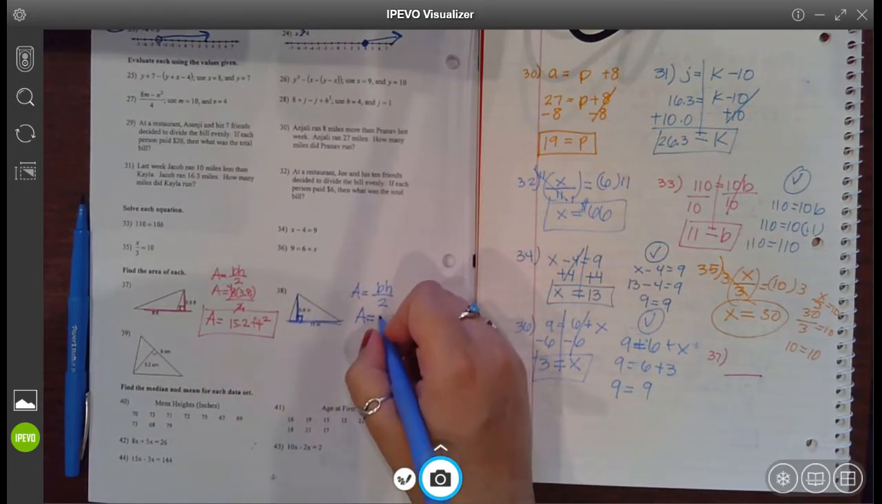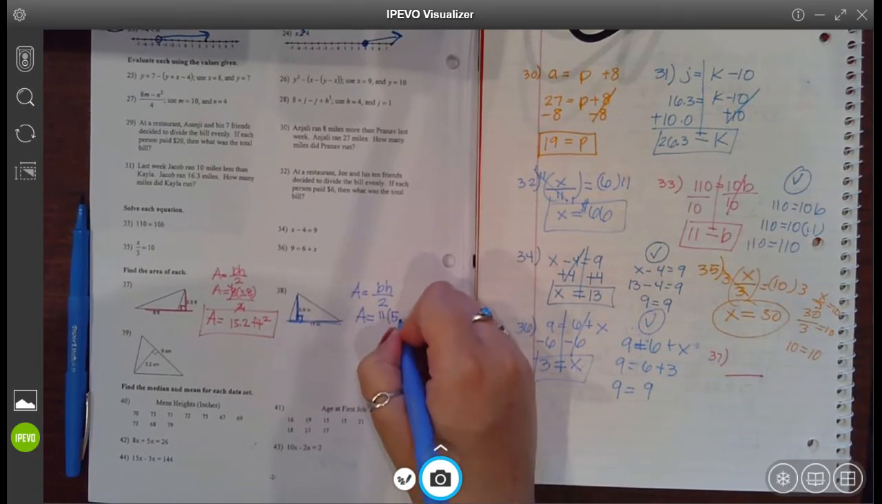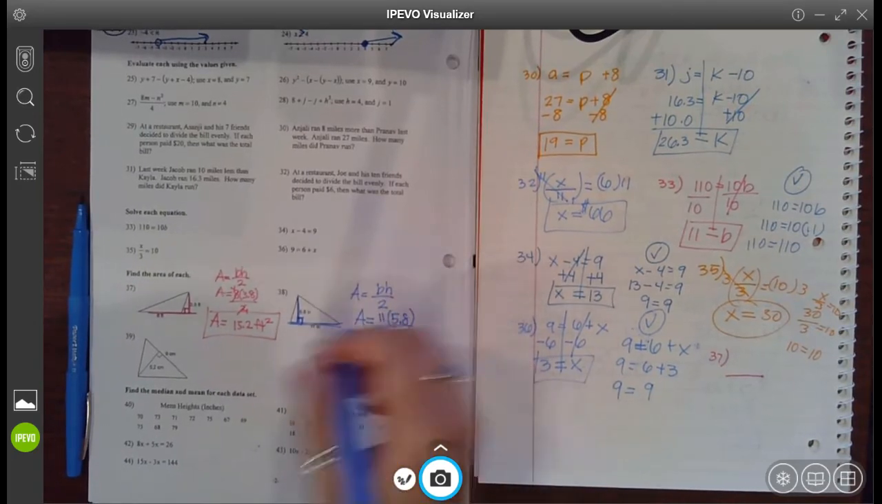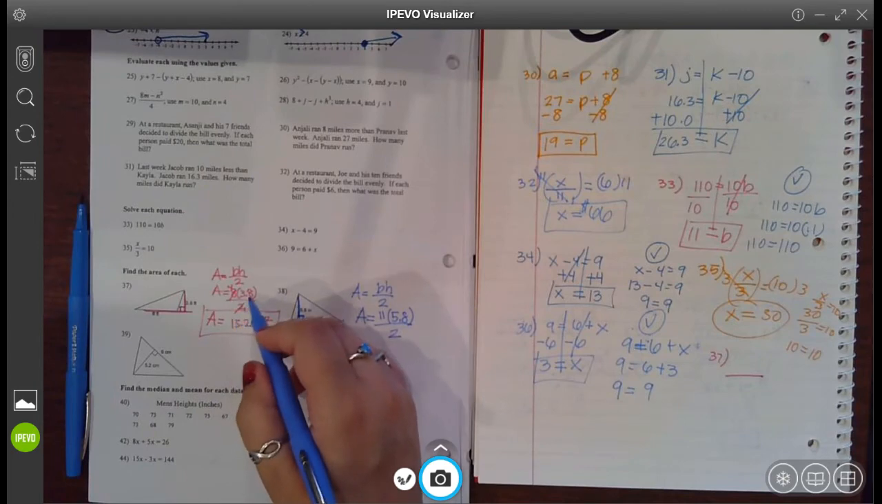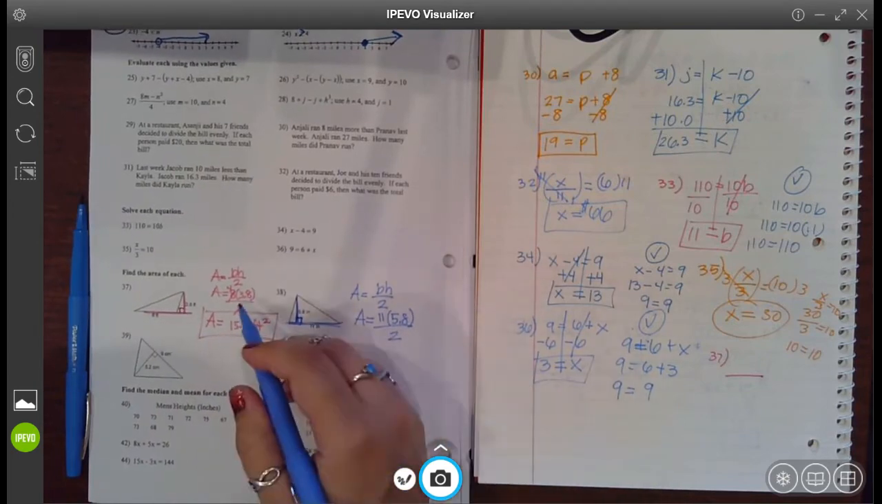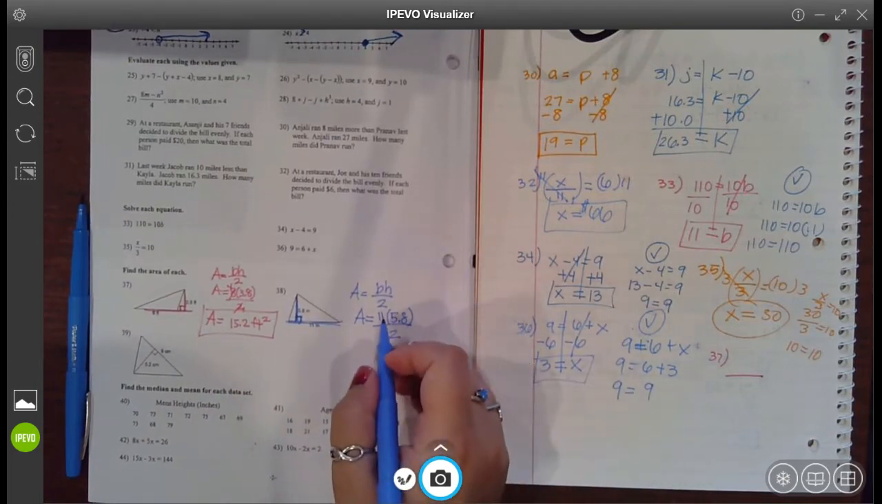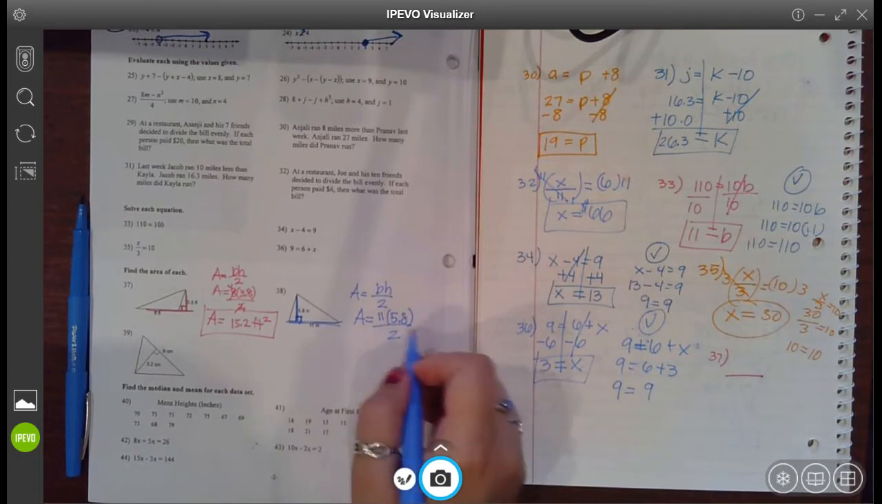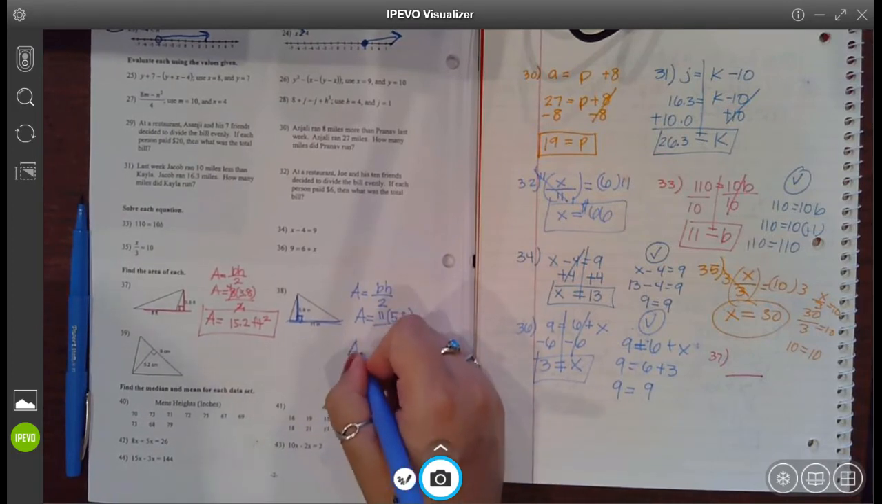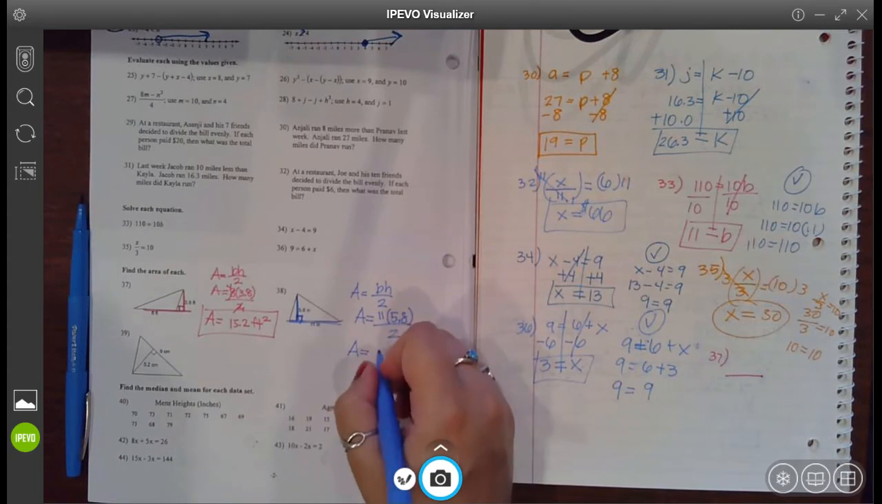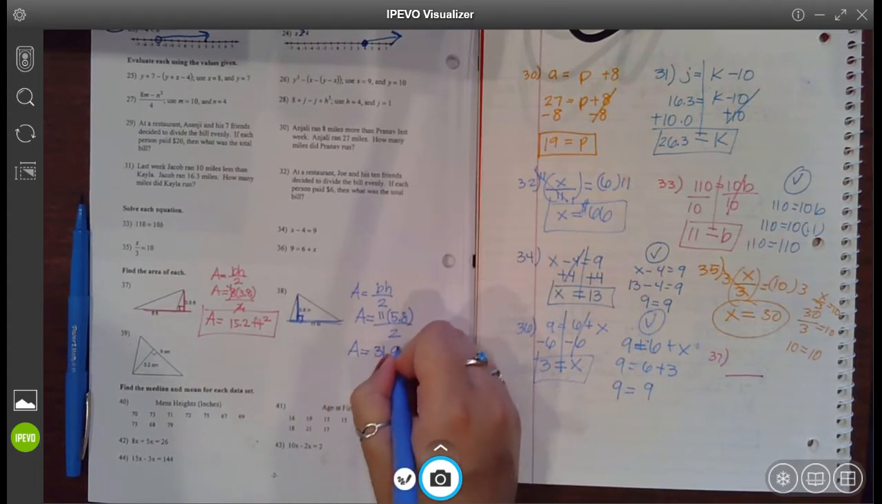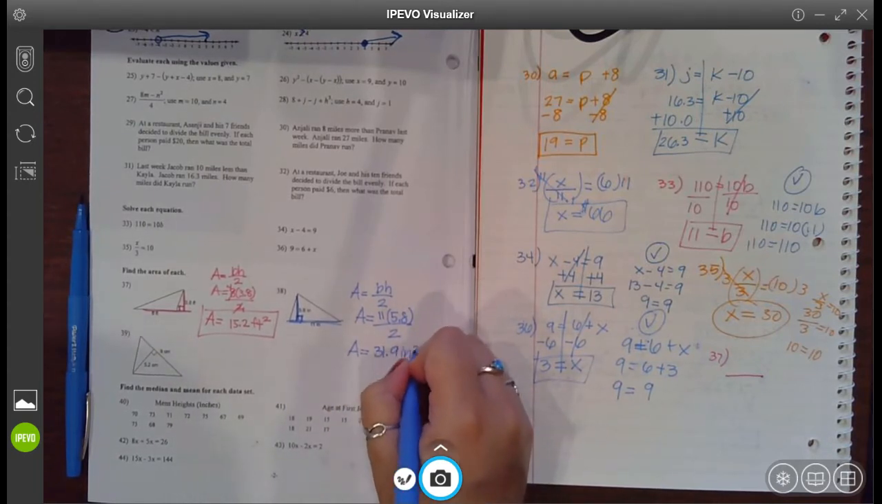But for here, base is 11, height is 5.8, divided by 2. Last time I simplified before I multiplied, but you can just wait to simplify at the very end. Instead, you can go 11 times 5.8 and then divide that all by 2. Either way, once you do that, you get 31.9 inches squared.